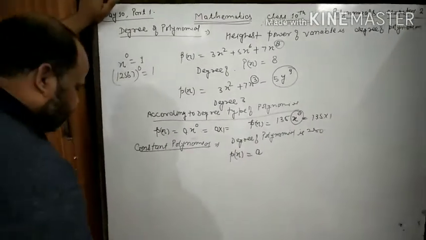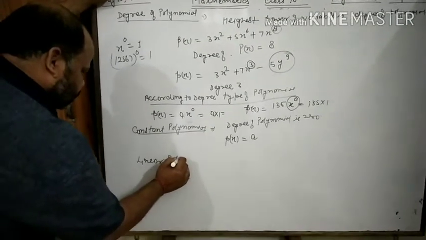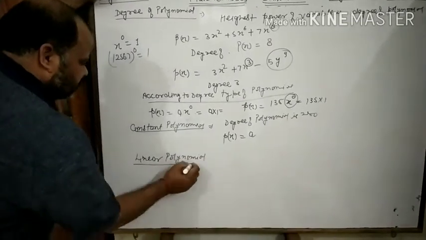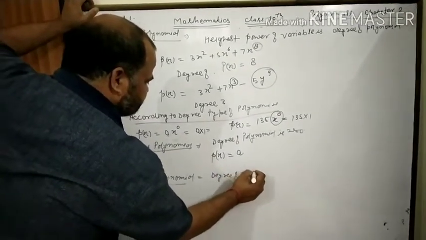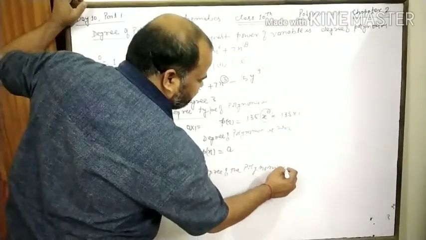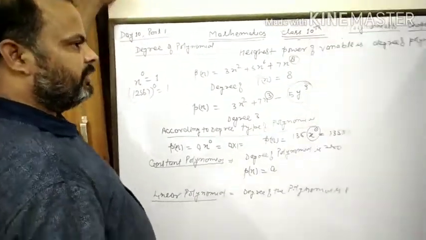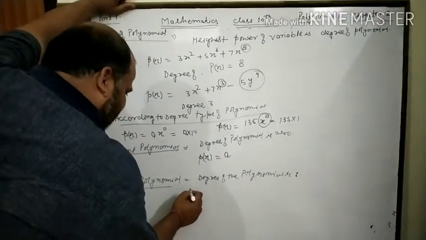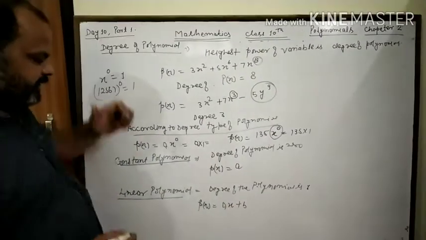Clear? Then after that, the linear polynomial. If the degree of the polynomial is 1, it is called the linear polynomial. Then the standard form of the linear polynomial is p(x) = ax + b.